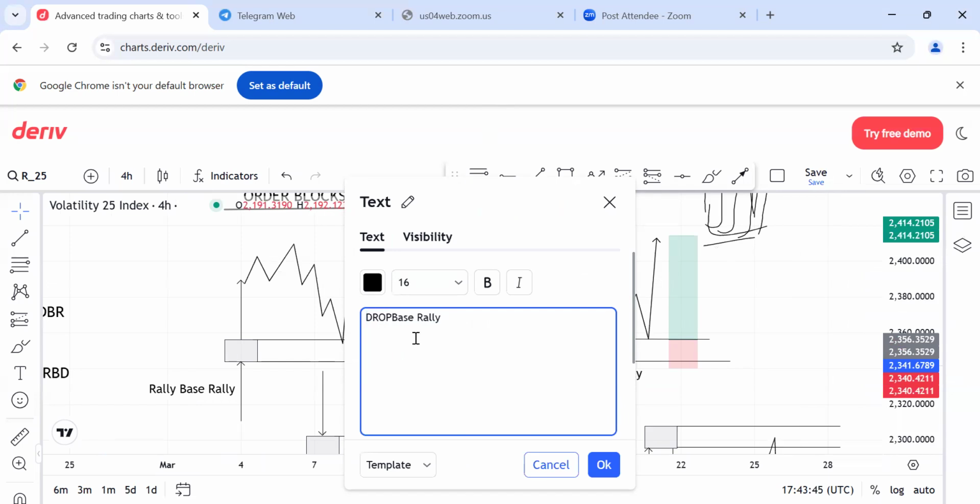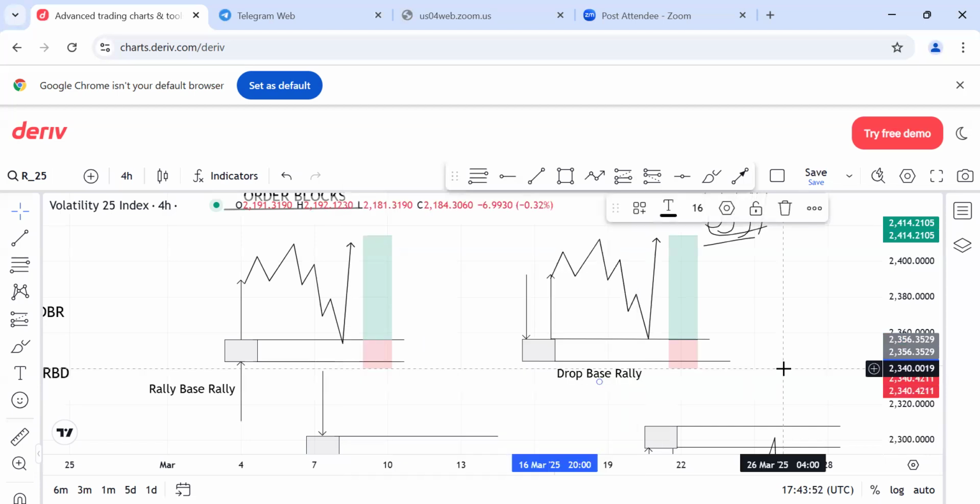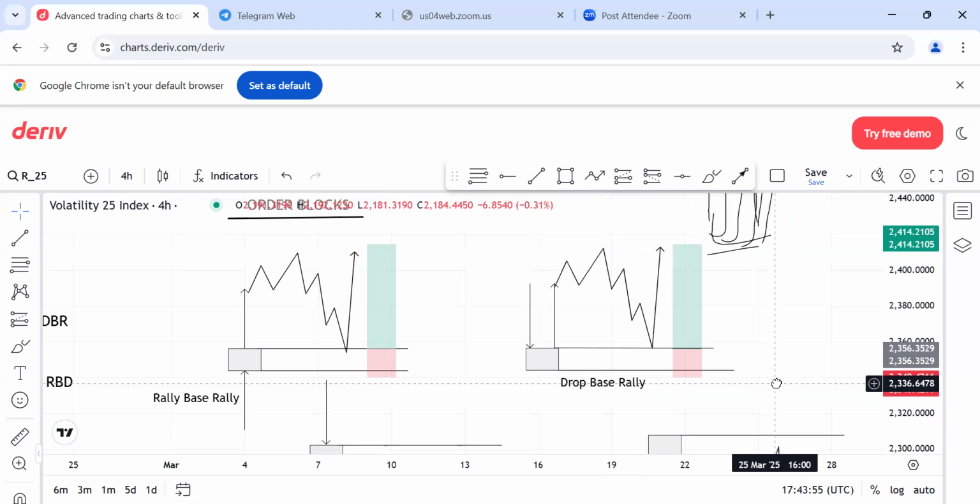Good day, sir. Greetings. I wanted to ask, now if the price reacts on that order block, like at the entry, what's the confirmation for entry? Entry into the market, you understand?